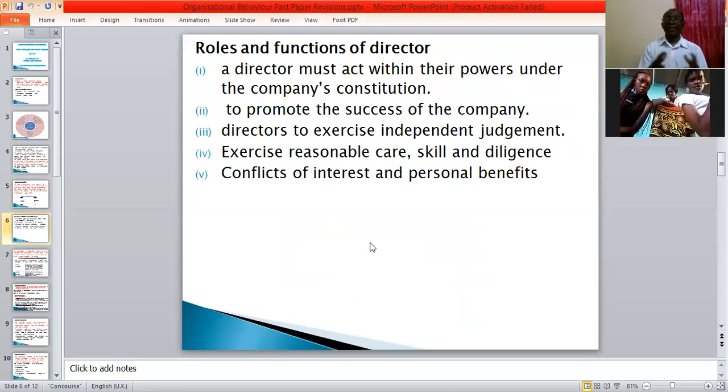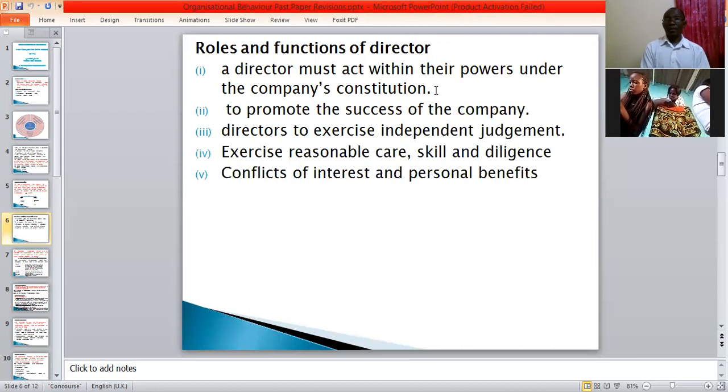So let's look at the functions of the director or the roles of the director. I'm sure those who did corporate or business law, these are not issues. Also, we learned this in governance, good governance, leadership, and ethics. Number 1, the director must act within their powers under the company constitution. So they should ensure that they are acting within.